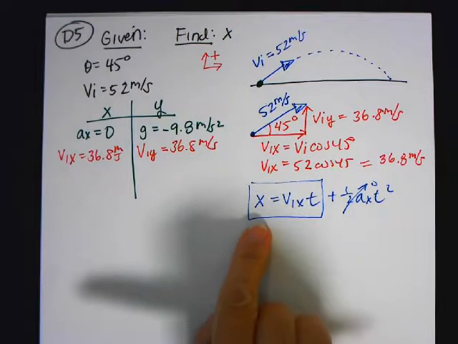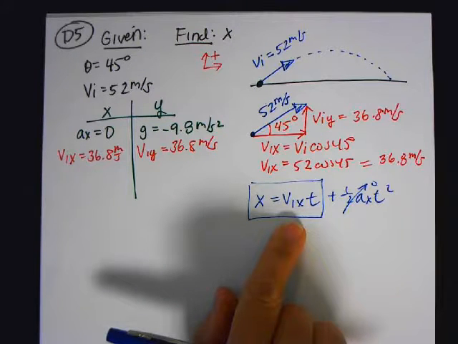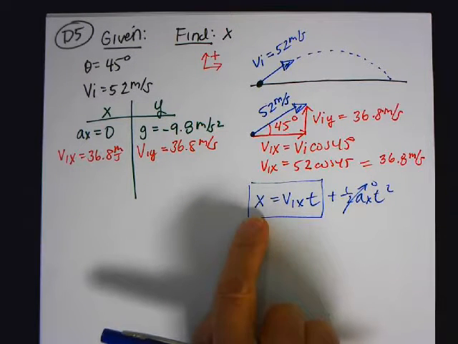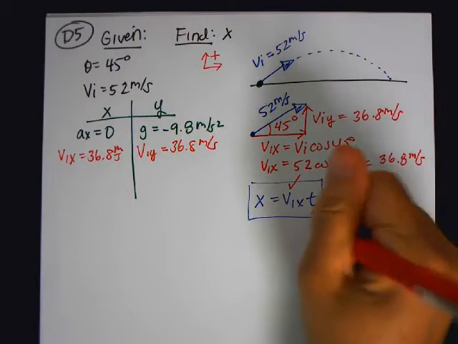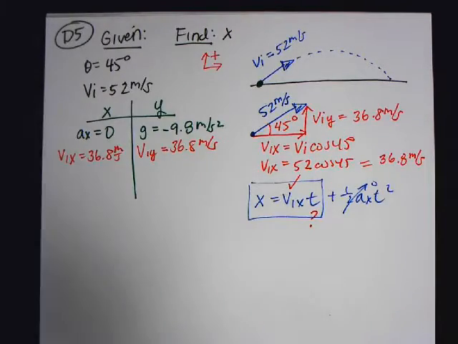And I want to find x. I have VIX, but I don't have t. So this tells me if I find t, then I can find x. So that tells me what to do next. But I'm looking, and I'm like, gosh, I don't know anything else in this problem.